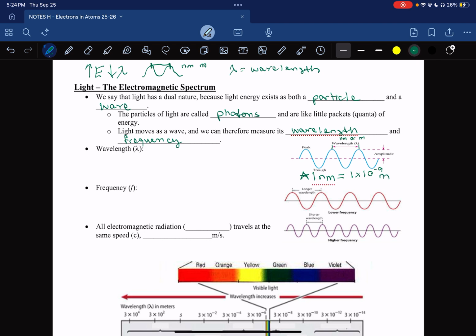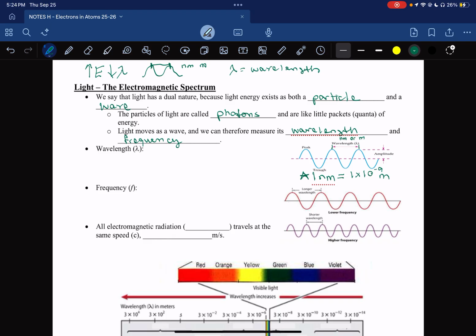This is exactly what we were doing earlier in the unit when we were converting between different numbers. I would give you a number in meters and you would have to move the decimal place and give it to me in nanometers, for example. It's no different from the example we just did. So we have to have that conversion factor.